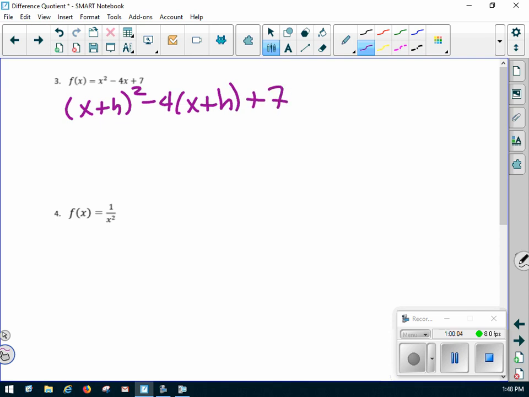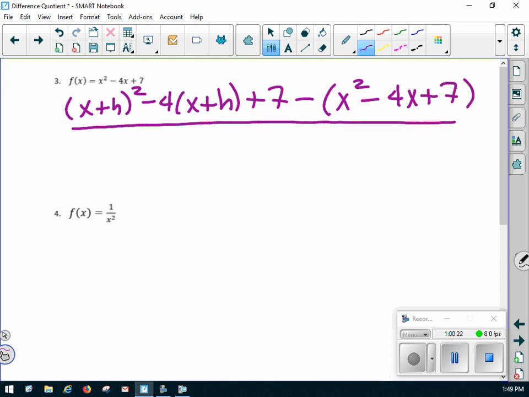Do you see that that's f of x plus h? It will be over h. I'm just not finished. Are you okay that that's f of x plus h minus f of x, all over h? Got this: x plus h quantity squared.